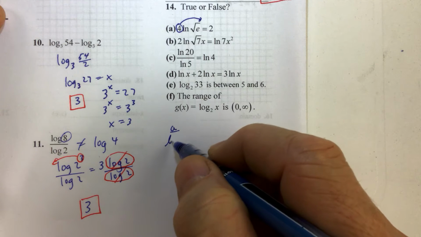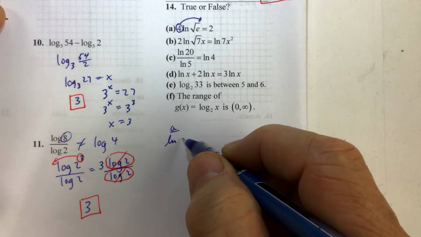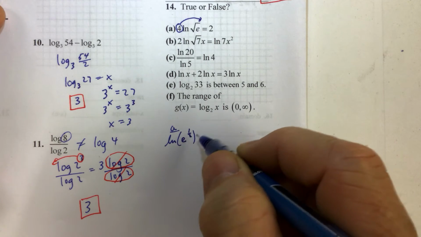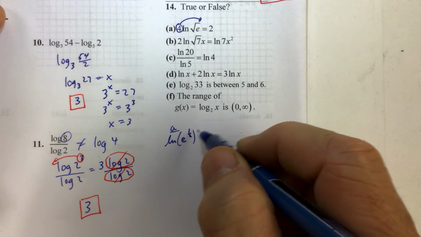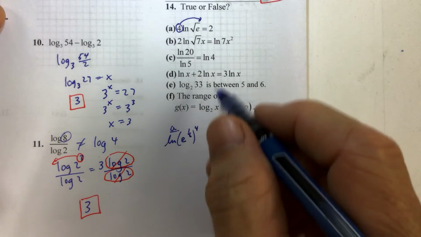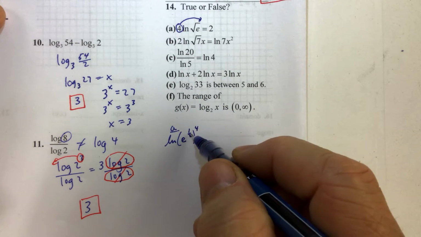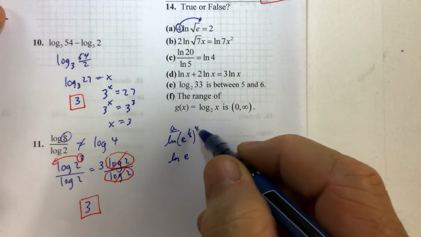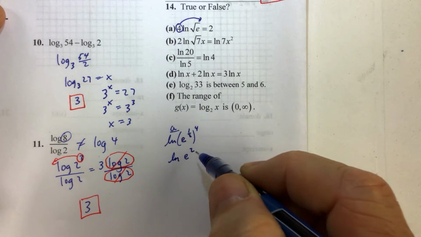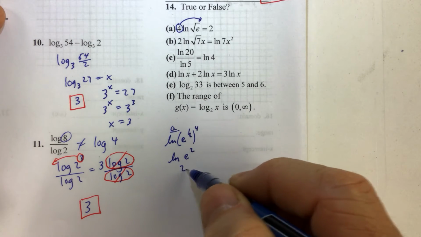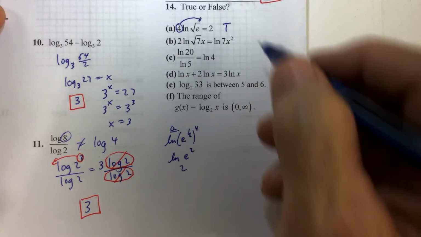So we would have the ln of radical e, which I'm going to write as e to the 1/2. So we have radical e, or e to the 1/2, raised to the 4th power. Now the question is, is that equal to 2? Well, if we take e to the 1/2 to the 4th power, that is e to the 4 times 1/2, or 2. And indeed, ln of e squared is 2, so that would be true.